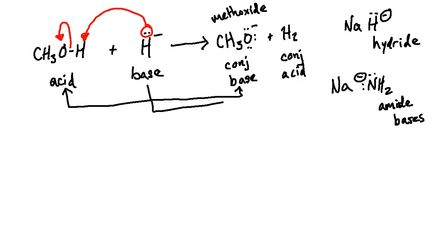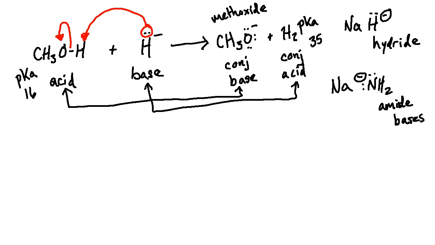Now, when we take a look at this reaction, many students will ask, well, isn't this reversible? Can it go back the other way? And the answer is no, that's not the case here, because methanol has a pKa of about 16, whereas hydrogen gas has a pKa of about 35, approximately, depending on what table you're referencing.